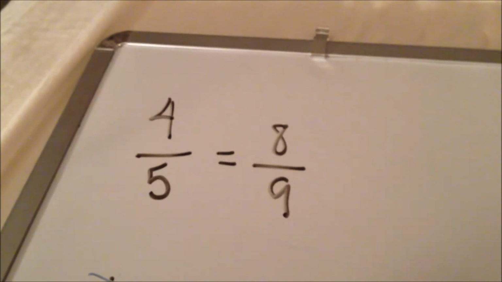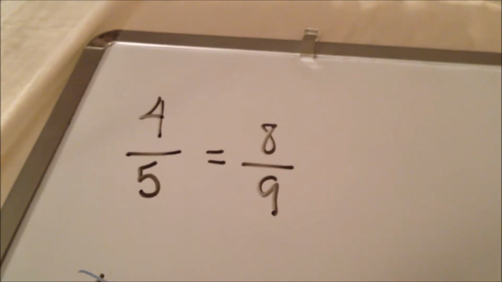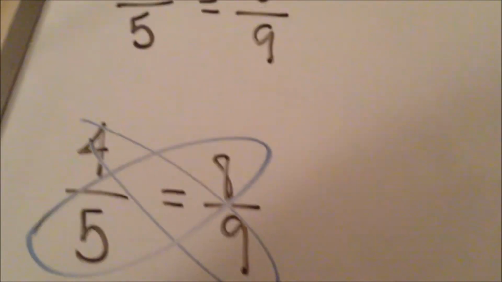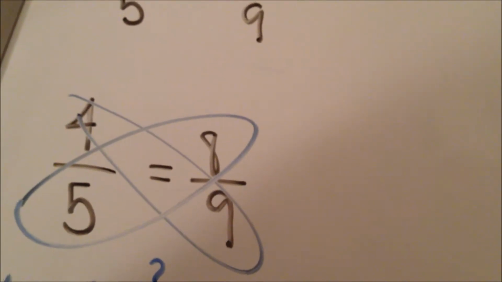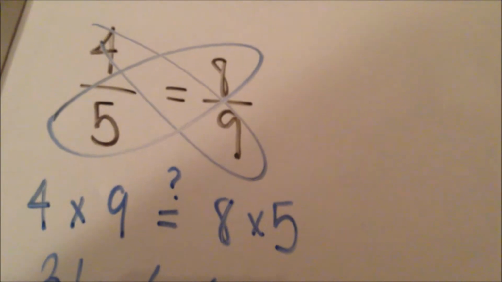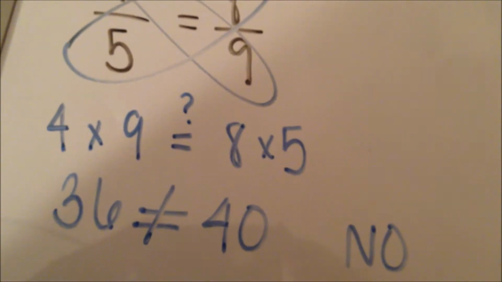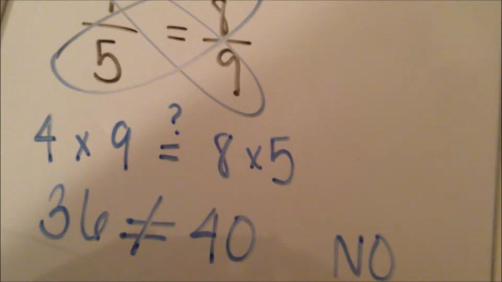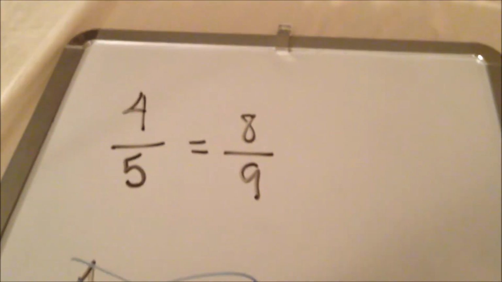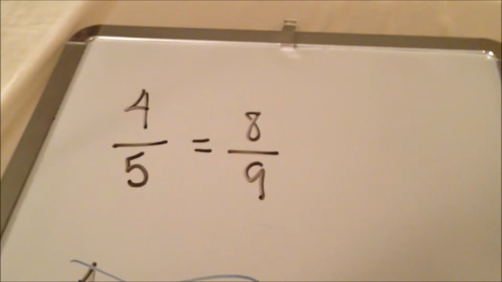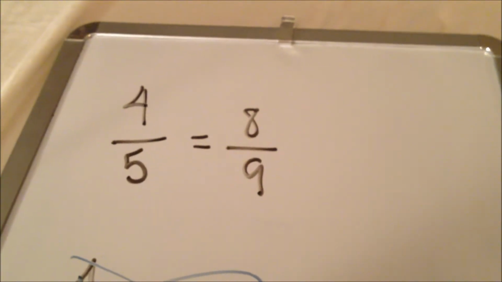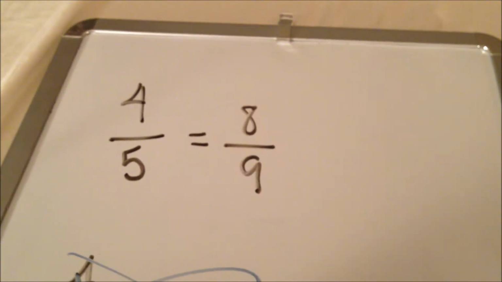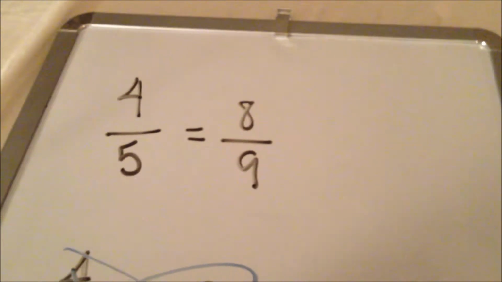How about 4/5 equals 8/9? Let's determine if it's a true proportion or not. Let's cross multiply, so we end up with 4 times 9 equals 8 times 5. And then we end up with 36 and 40. Those are not equal, therefore it is not a true proportion. If you look at the original problem and look specifically at the numerators, 4 times 2 equals 8, but 5 times 2 does not equal 9.